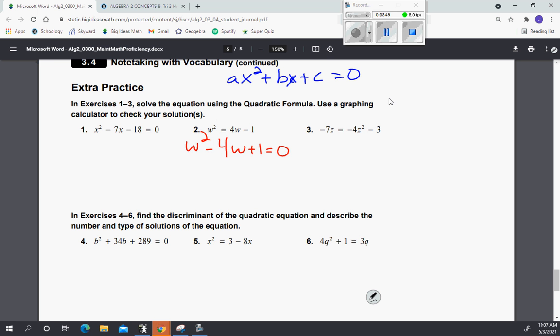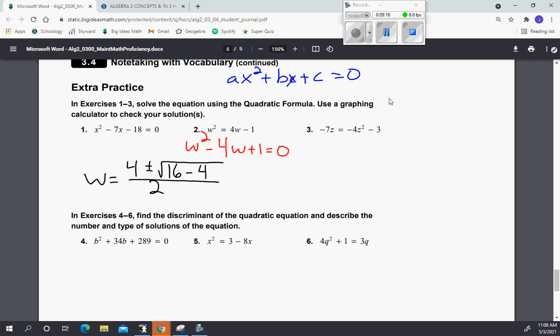Next, let's do it. X equals negative b. Well, b is negative 4. We're going to solve for w, not x. Same thing. So it's going to be positive 4 plus or minus the square root of b squared, which is 16, minus 4 times 1 times 1, which is just 4, all over 2 times 1.